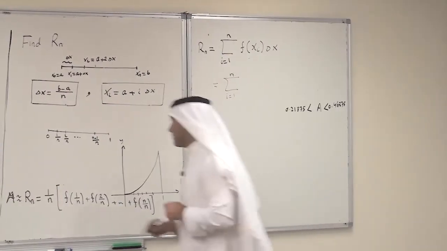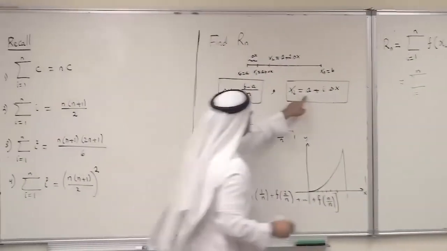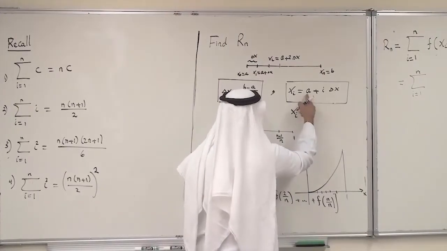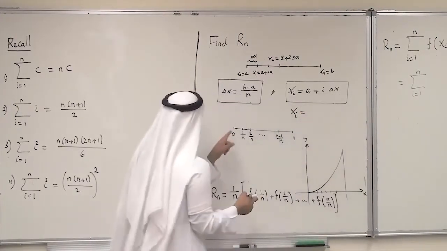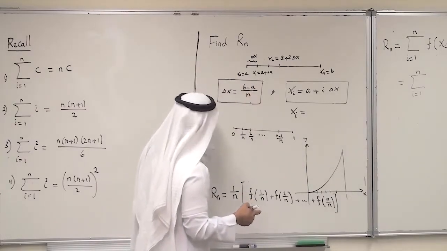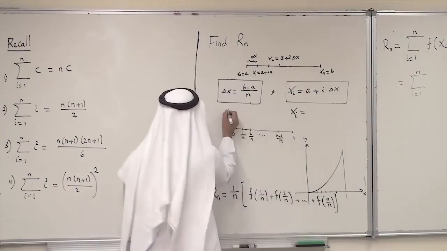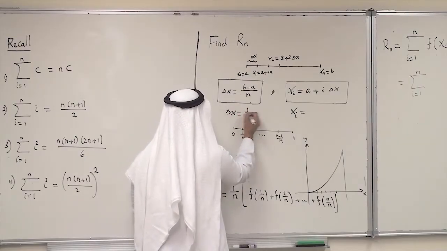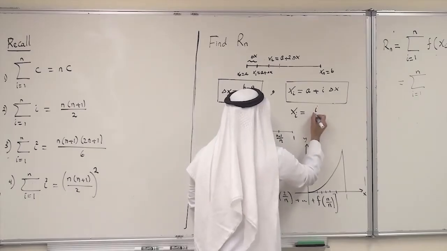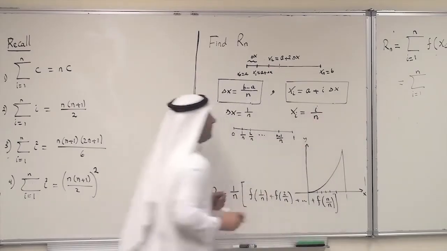What are the xi's? We said the xi's are a plus i delta x. In our case, a is 0. So this is 0 plus i delta x, where delta x is b minus a over n. That's 1 minus 0 over n. That's 1 over n. So our delta x here will be, in our specific exercise, 1 over n, and the xi's will be i times 1 over n, that is i over n.